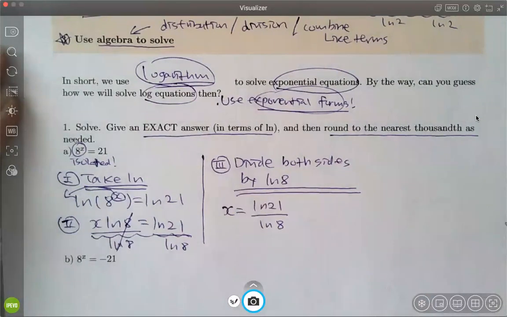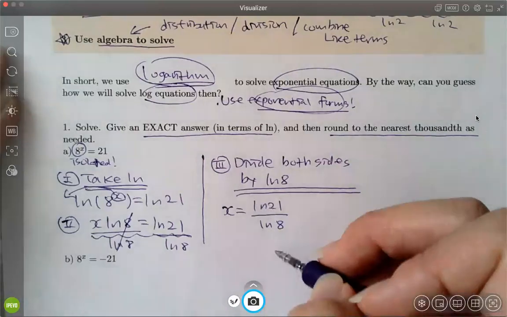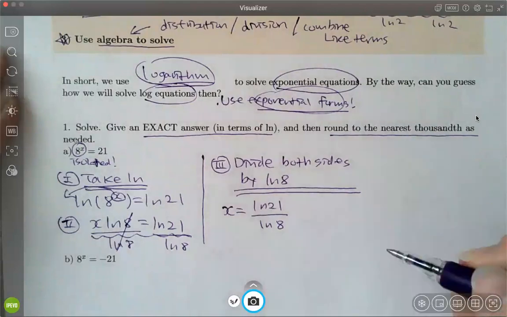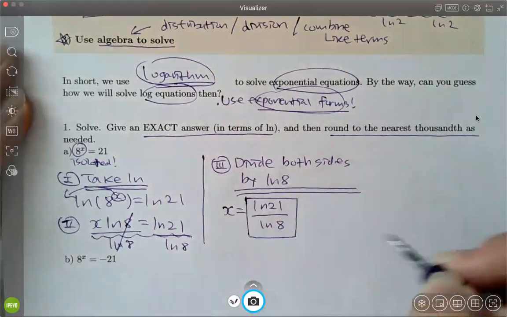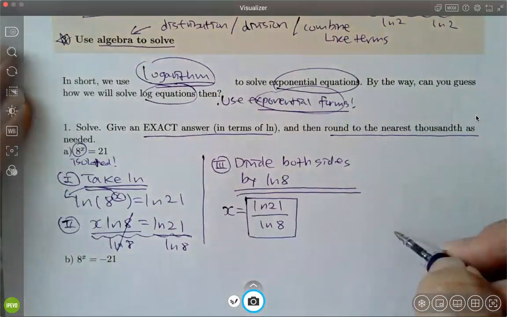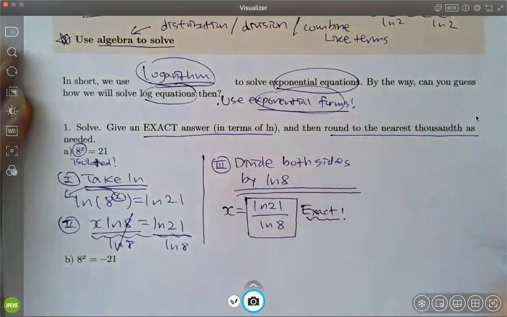Now here, can we cancel the ln's and get 21 over 8 as the answer? No. Please don't. So that is the answer, and this is the exact form. As you can see, this one is written in terms of ln. So that's the exact form.